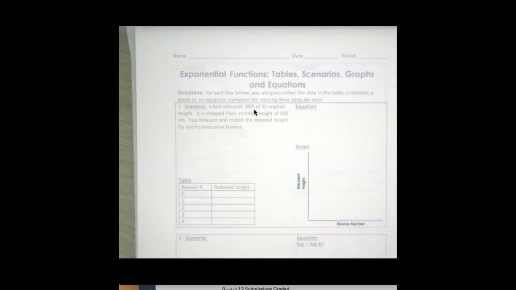And you're only going to be given one. So you'll be given one of these four ways to represent an exponential function, and you'll be asked to fill in the other three. So I'm going to go through this.